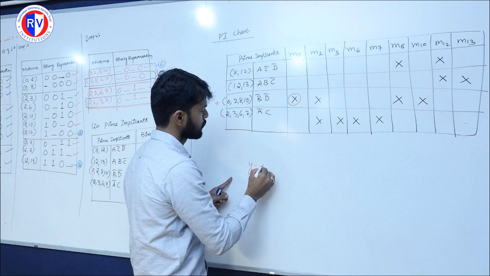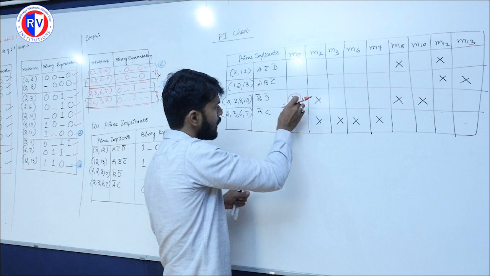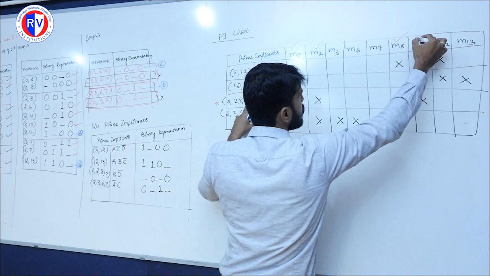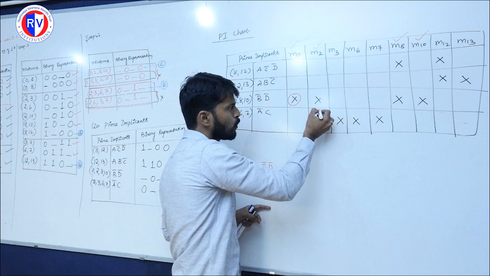Next, I will go to the next column. As soon as I am circling this, which are all the terms that get covered here? 0, I need to do a tick mark. 2 gets covered here, 8 gets covered in this, and 10 gets covered in this. Now I will come to this column. In this column there are already 2 crosses. If there are 2 crosses, it means we are not supposed to take it. I will come to the next column.